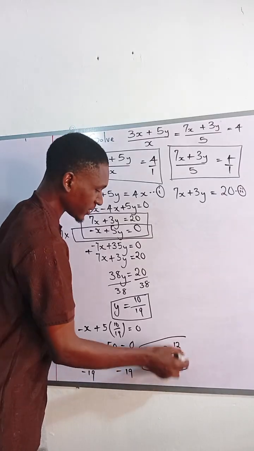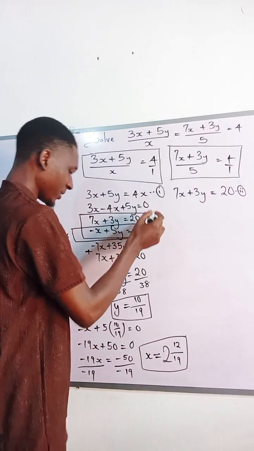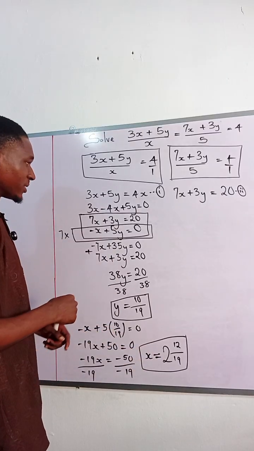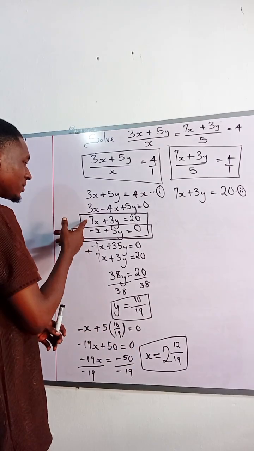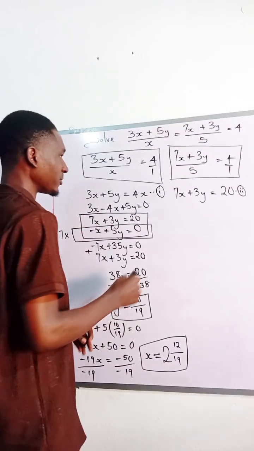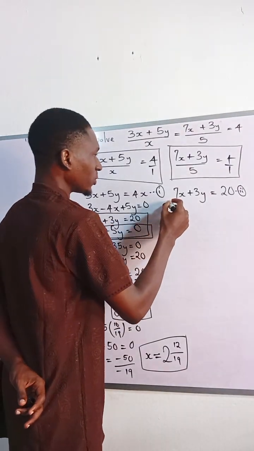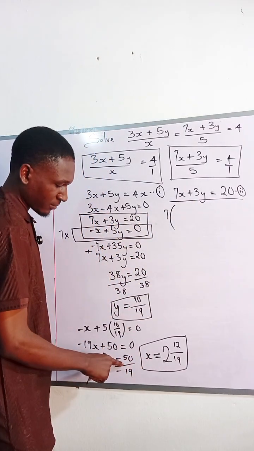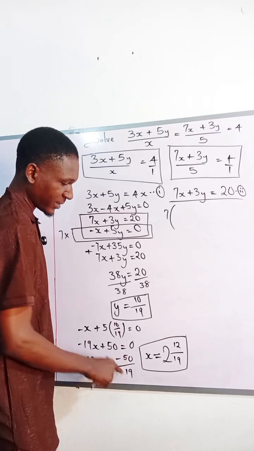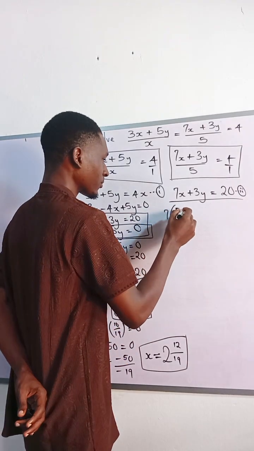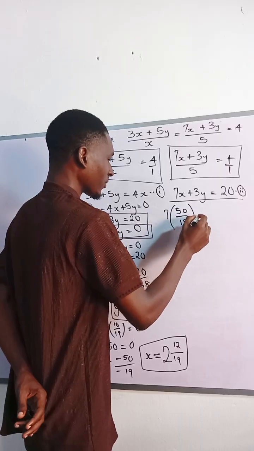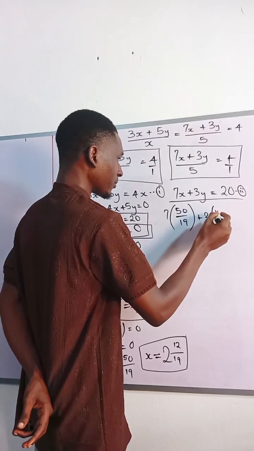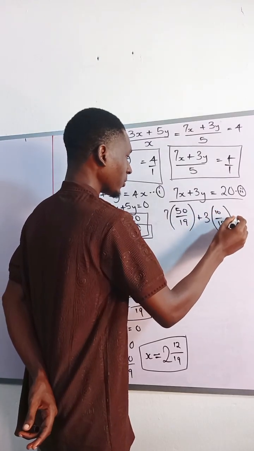So I'm doubting if this is correct, so let us check. Let's look for an equation and include these two values in the equation to see if it's right. So 7x + 3y is equal to 20. Let's use that equation. 7x would now be 7 open bracket, what is x? Minus 50 over 19. Plus 3, what is our y? 10 over 19, equal to 20.